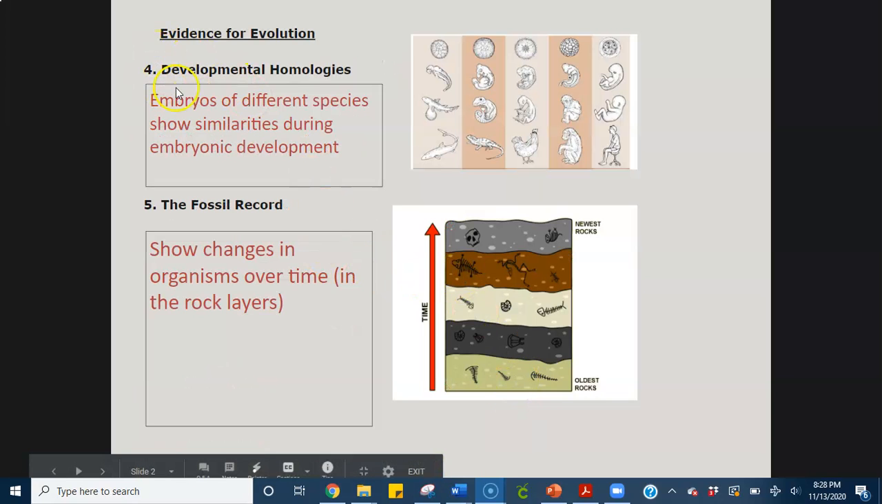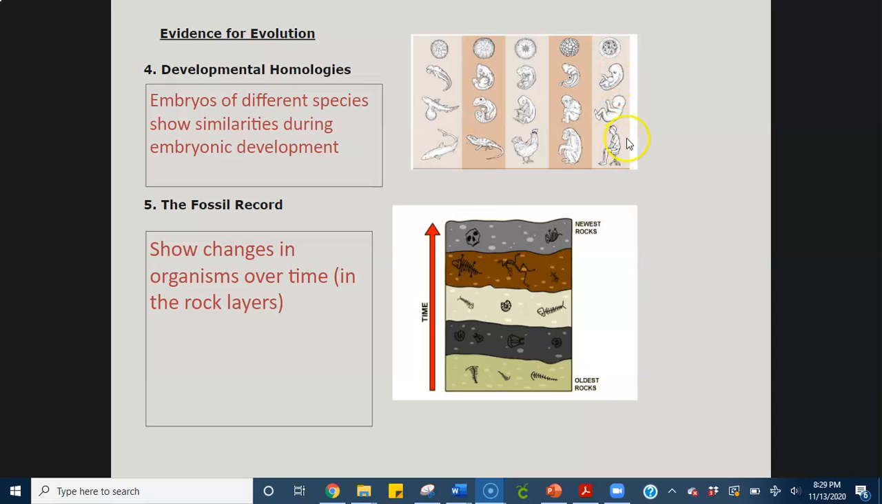The fourth one is developmental homologies. And if we look at this picture, these are embryos. So this is after fertilization. So this is an embryo, which would be essentially a baby that is developing inside the mother. So the offspring that is developing, and these are certain stages of development. So this is just a bunch of cells. So this is really early on after conception. And then you'll see this next one. These embryos look really similar.